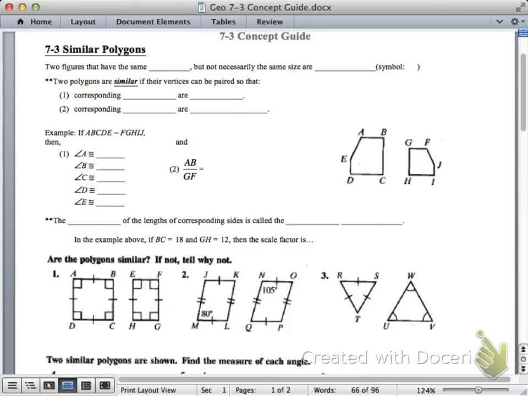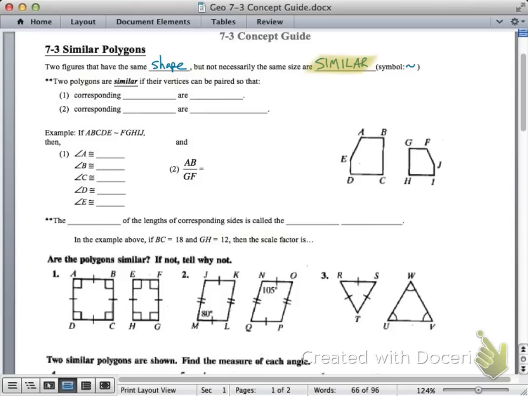Let's begin. In sections 7.1 and 7.2, we talked about ratios and proportions, which was all a setup for what is about to come. Let's talk about similar polygons. Two figures that have the same shape, but not necessarily the same size, are similar. That's what it means to be similar. There's a symbol that we'll use for similar, kind of like congruency, and it's a little squiggly thing.